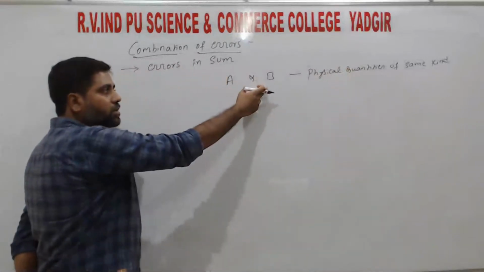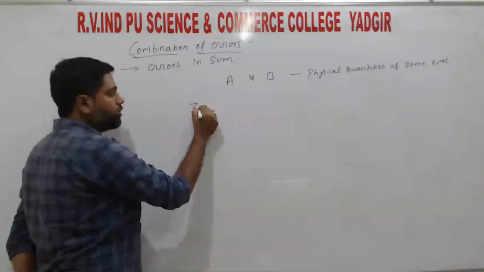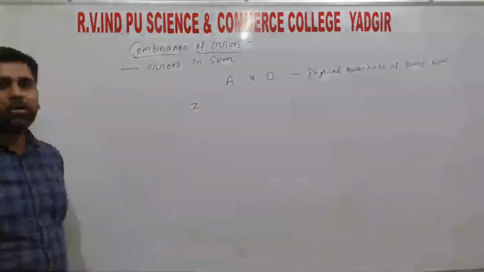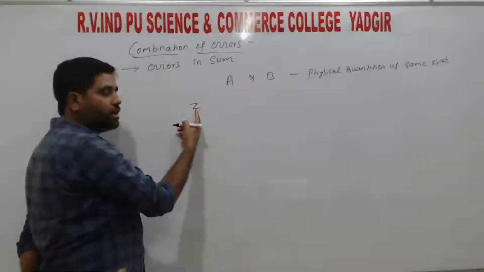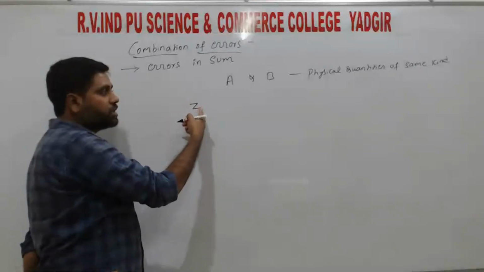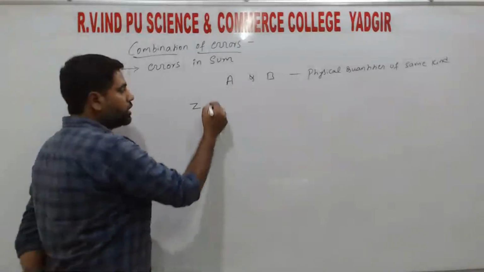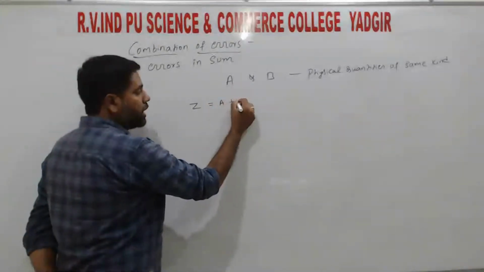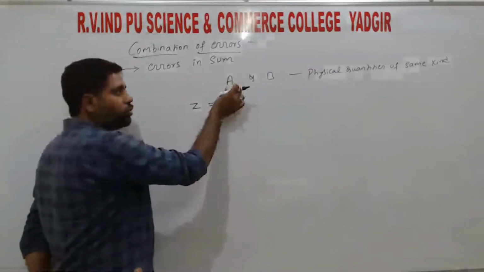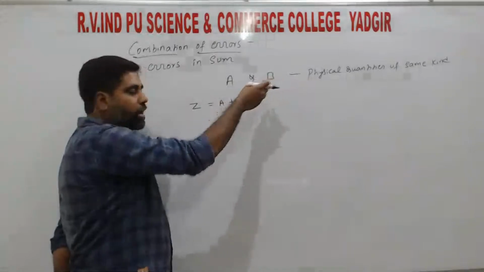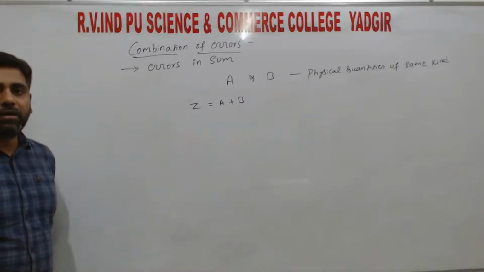So if we measure the physical quantities and combine these two physical quantities, we get Z, right? So sum of errors, or errors in sum: Z is a physical quantity which is obtained by measuring the two physical quantities A and B. So Z is equal to A plus B, right? That means true values. A is a true value, B is also a true value. If we add both, we get one true value, that is Z, right?